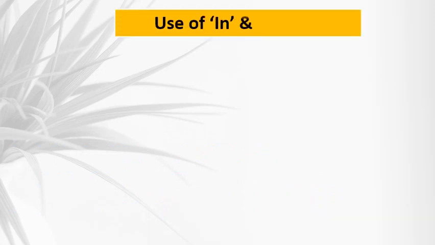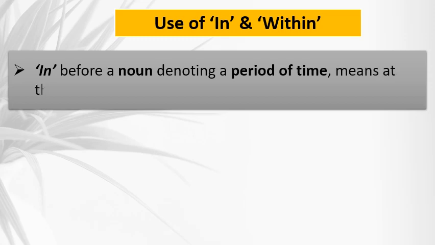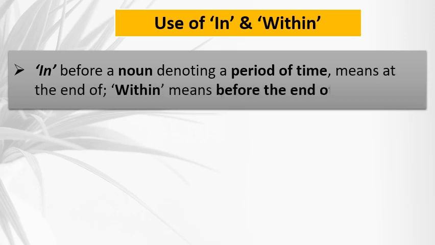Now let us see use of in and within. Preposition in is used before a noun denoting a period of time, means at the end of, and within means before the end of. So let me clear this point. In speaking of time, in means at the end of a given period, while within means before the end of the given period. So let us see a few examples to clarify this.